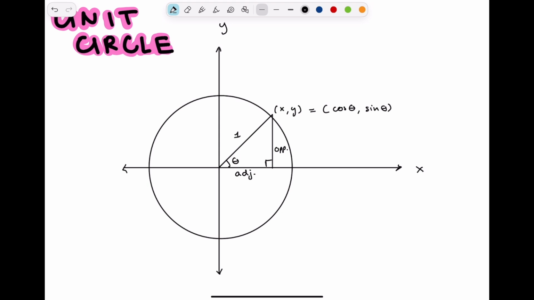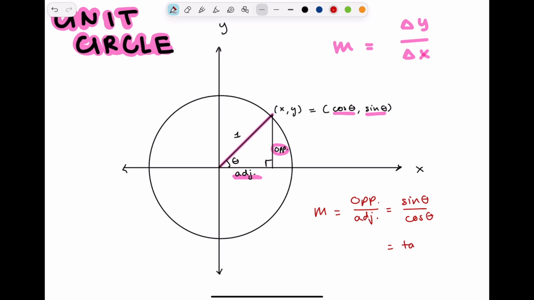If you're looking at this, you can see that our slope, aka our tangent, is this line right here. How do you usually calculate a slope? Well, a slope is your change in y over your change in x. Here you can see that your change in x is this adjacent side, so it's your cos, and your change in y is your opposite side, which is your sine. So you can write your m, or your slope, as m equals opposite over adjacent, which equals sine of theta over cosine of theta, which equals tan of theta.